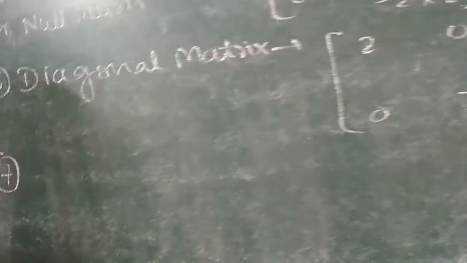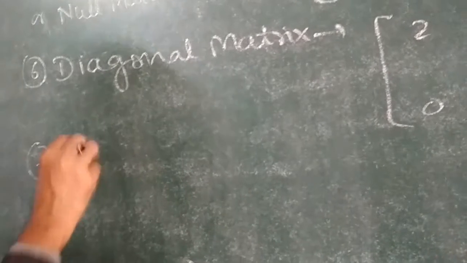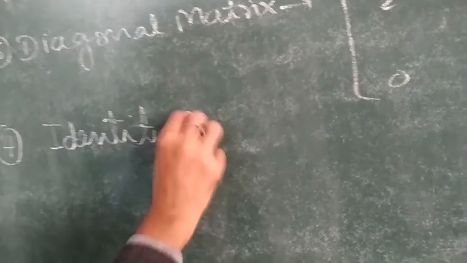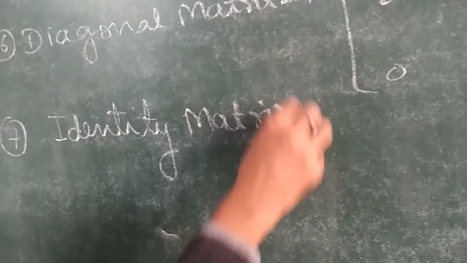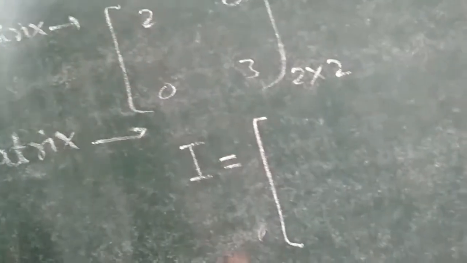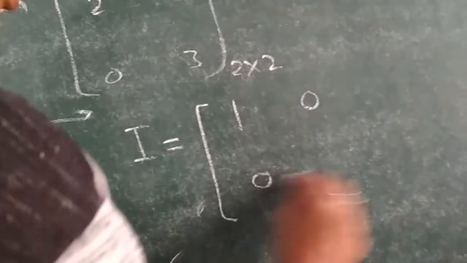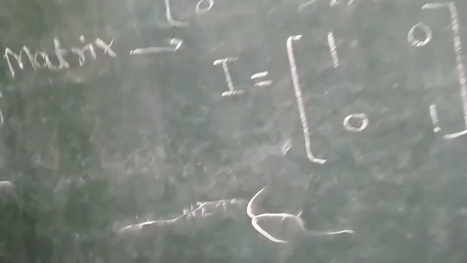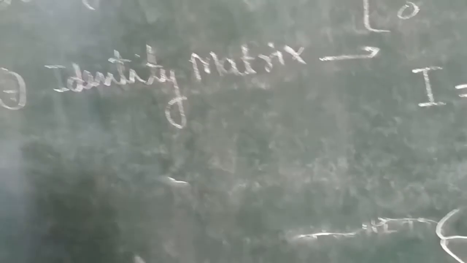Now the last one is the seventh. That is known as the identity matrix. We will show this matrix by I and it is equal to 1, 0, 0, 1. This is known as the identity matrix because in this matrix the diagonal elements are one, unity. So this is all about the matrices which are in your syllabus.